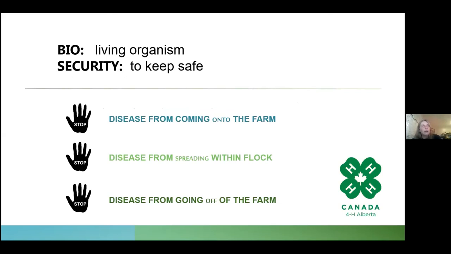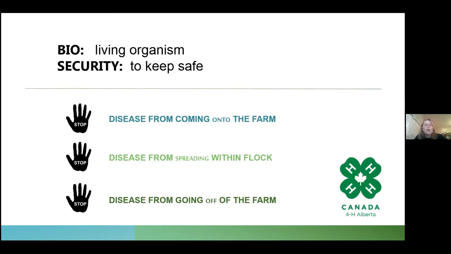All right, so biosecurity. Organisms can be microscopic to really big. So our organism is going to be our sheep. It's going to be our 4-H project. So we want to keep our 4-H sheep safe. So there's 3 main things, in my opinion, to make a biosecurity. So the first one is stop. Let's prevent disease from coming onto our farm. All right, that's number 1.